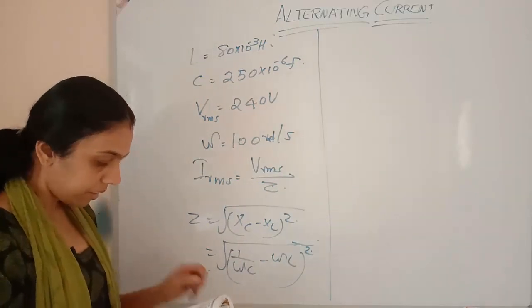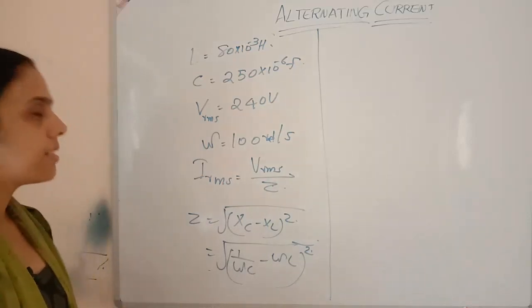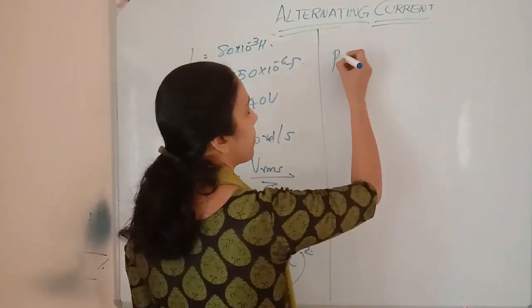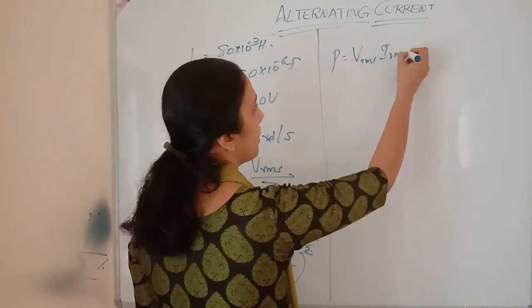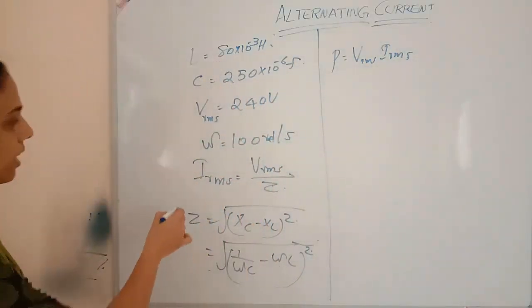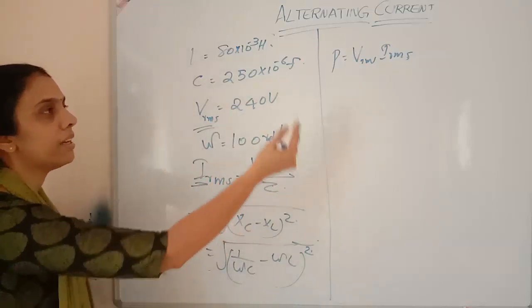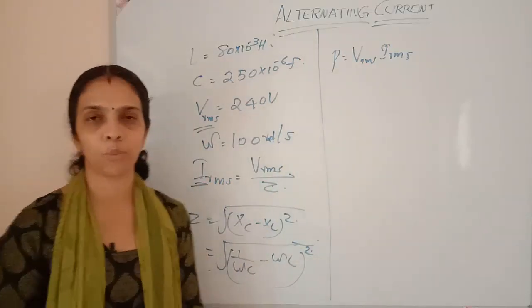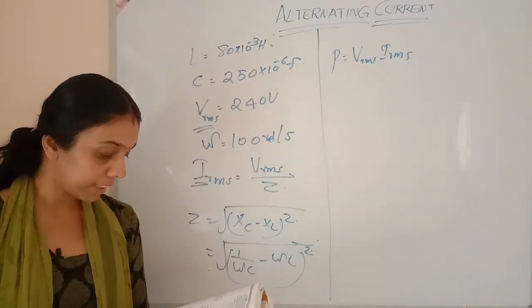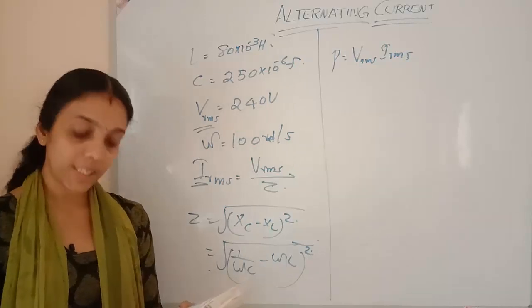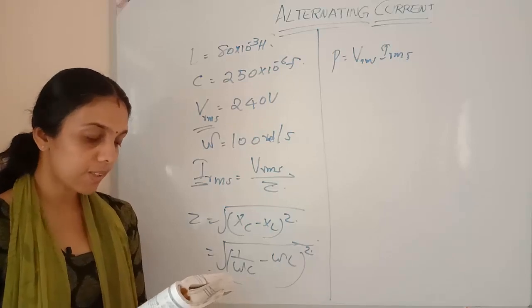Now, next is the total average power consumed in the circuit. How can we find out the power consumed? P equals VRMS into IRMS. IRMS is found over here, and VRMS is given over here. You can just multiply and find out the total power consumed in the circuit. Clear? So that's an easy question actually. It's a previous year 2015 question. Okay.